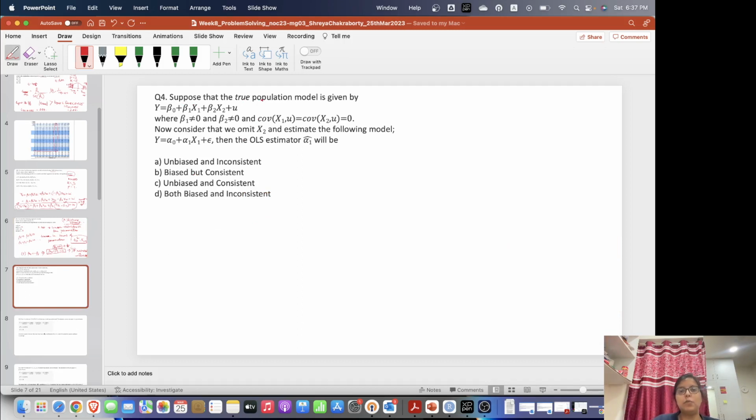Suppose that the true population model is given by y equal to beta naught plus beta 1 x1 plus beta 2 x2 plus u, where beta 1 and beta 2 are not equal to 0, but the covariances between the error terms and the regressors are 0. Now if we consider omitting x2 and estimate this model, the OLS estimator alpha 1 hat will be biased or unbiased, and consistent or inconsistent.